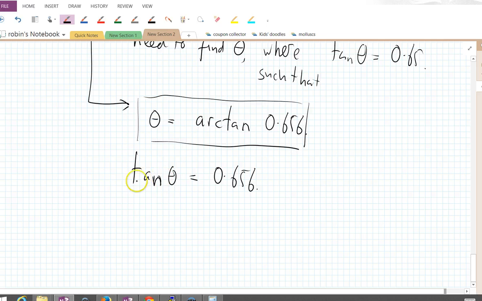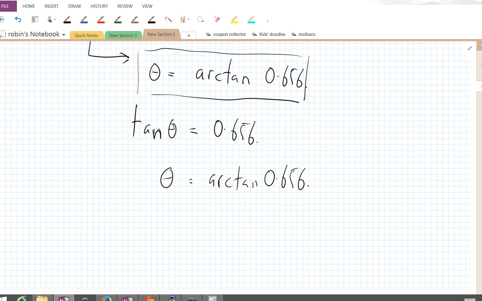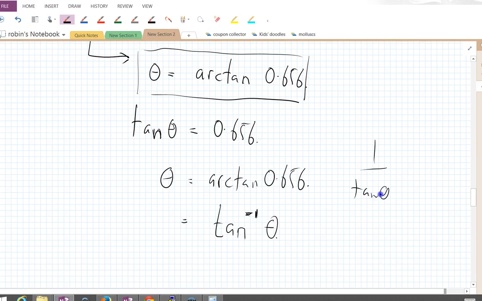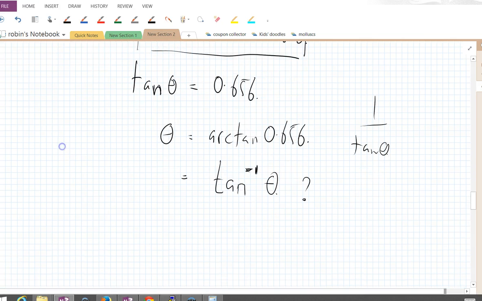So tan theta equals 0.656, and so theta equals arctan of 0.656. And these inverse trig ratios crop up all over the place in mathematics. Sometimes you write this like this. You'll see this from time to time: tan minus 1 theta. Well, I don't really like that because it looks like a power of -1. It looks like it's 1 over tan theta. You will see it, but I don't like it.